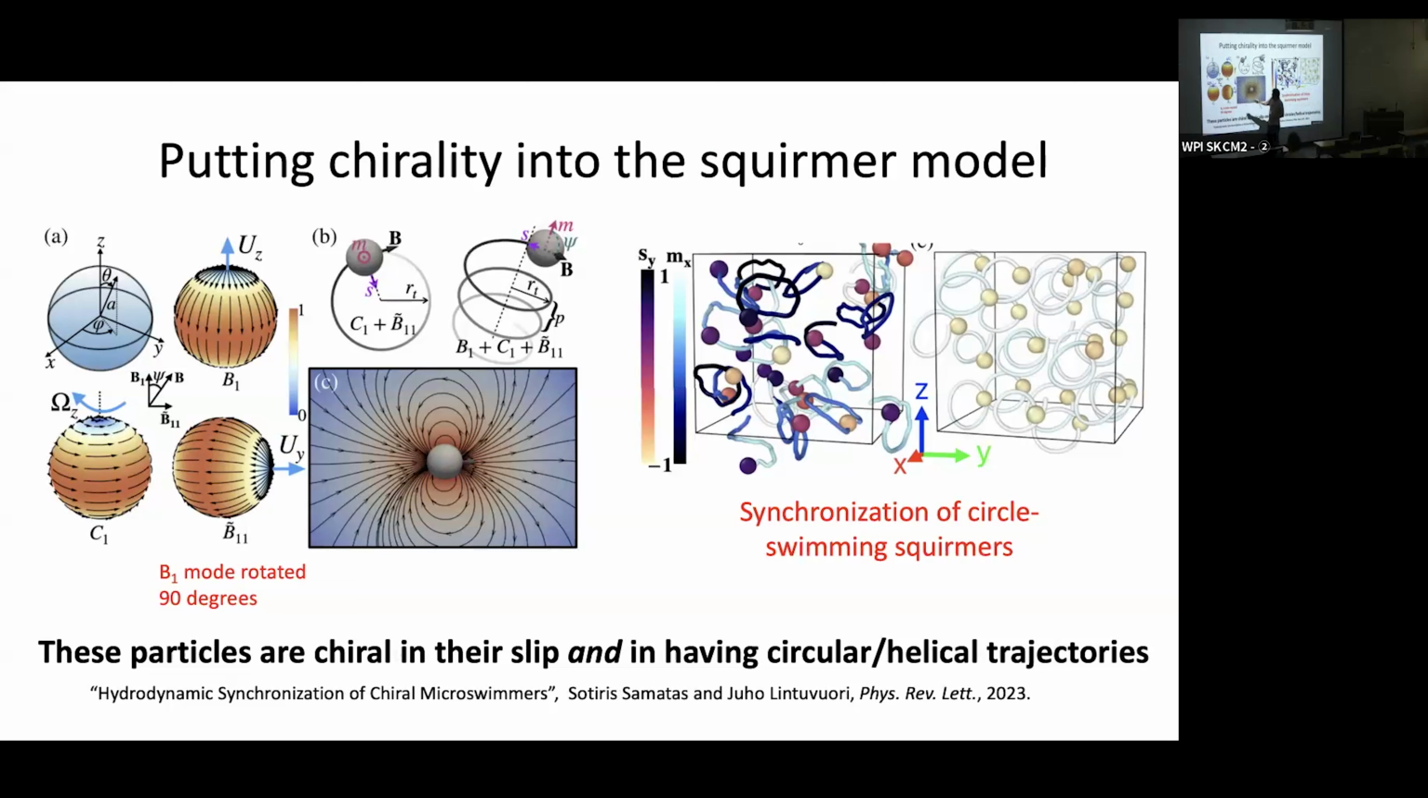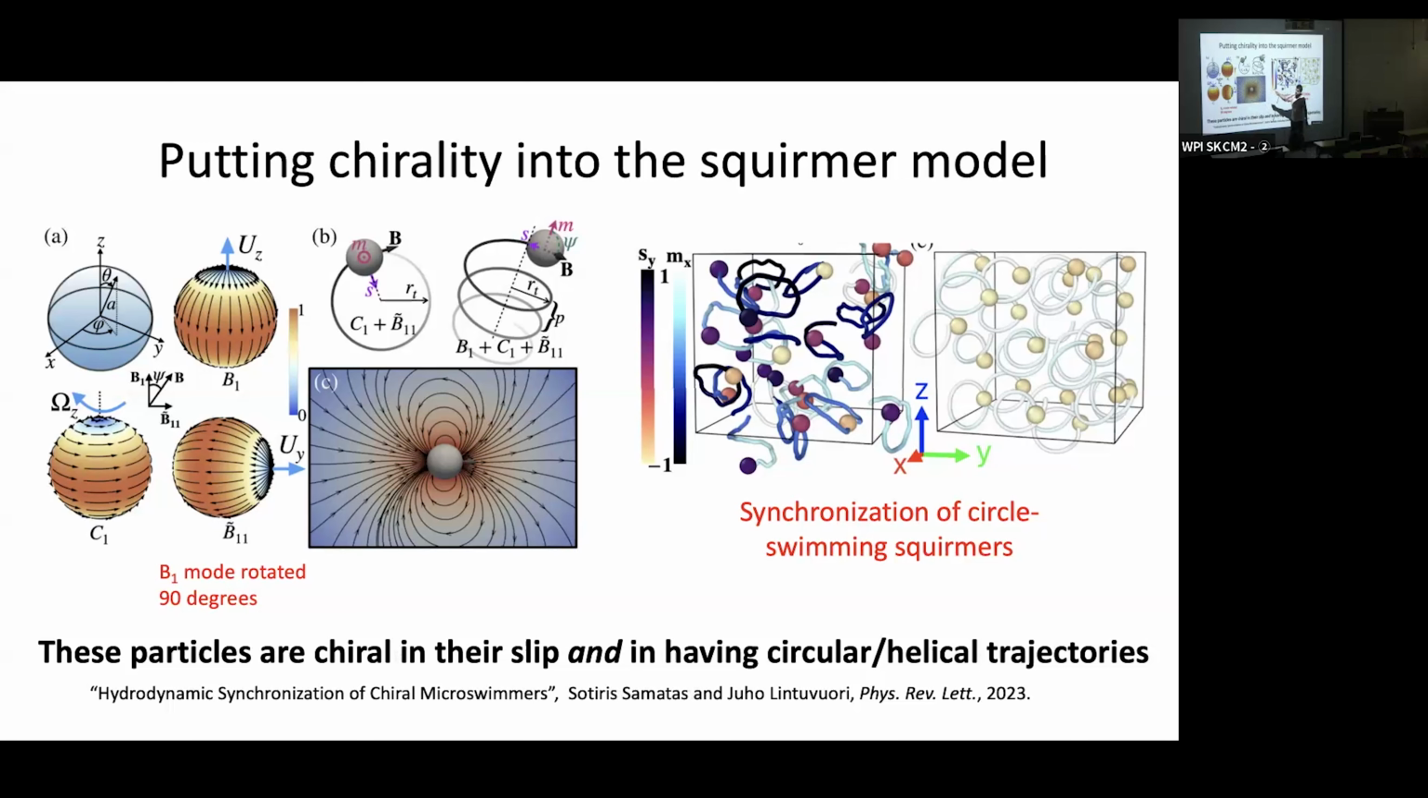they consider in this paper 3 modes. The B1 we talked about already, this azimuthal C1, which will make it rotate. And then they have this B tilde 11, which is just this rotated 90 degrees, so it will give you a velocity in the Y direction instead of the Z direction. Very simple thing to do, because if you superpose them, say you superpose these two, this one will be swimming along this axis, but you're continuously rotating the particle.